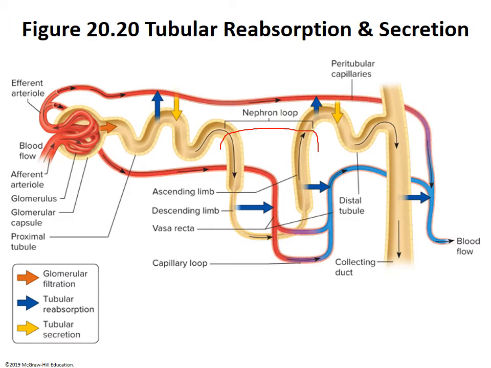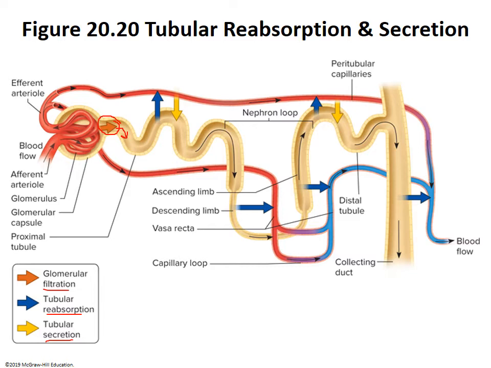So this is the proximal convoluted tubule. This represents the distal convoluted tubule. This arrow is the descending limb. This shows the ascending limb of the nephron loop. So those are the parts of it. We're not going to get too in-depth in the parts of it necessarily. We're just going to talk about tubular reabsorption and tubular secretion on this model so you can see it a little better. Again, this orange represents glomerular filtration. That is making this fluid that's in here. This is called the filtrate.